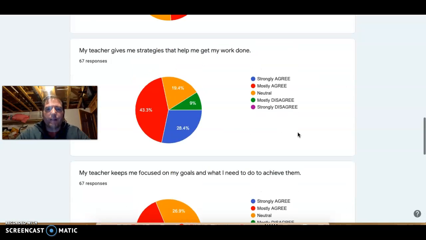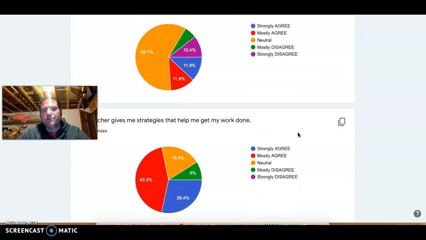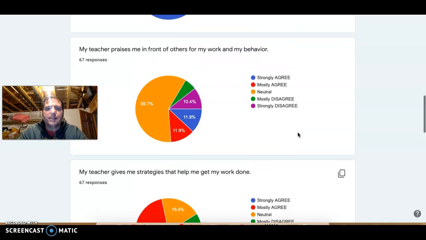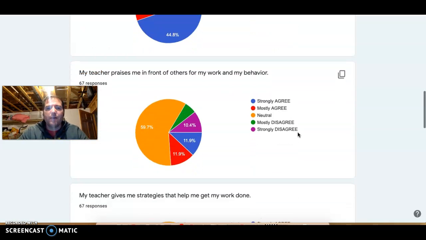All right, so again, what I'm going to try to focus on is some weekly highlighting of student work, as that is my biggest deficit for praising kids in front of others. And that would really make a positive environment. So that's going to be my primary focus. The other things I think I can work on, but at the same time, one thing at a time.